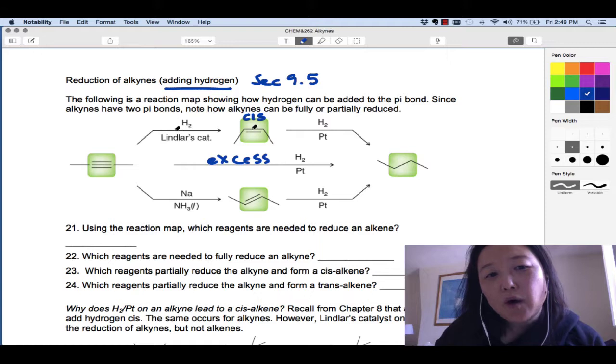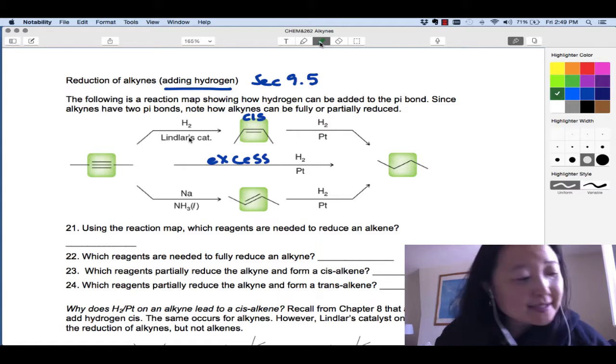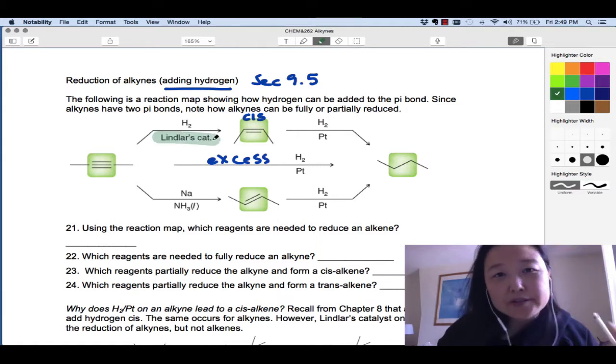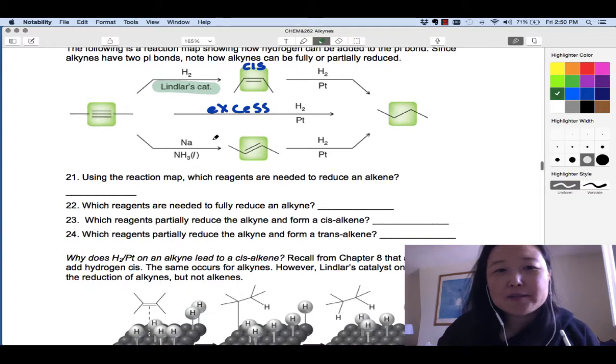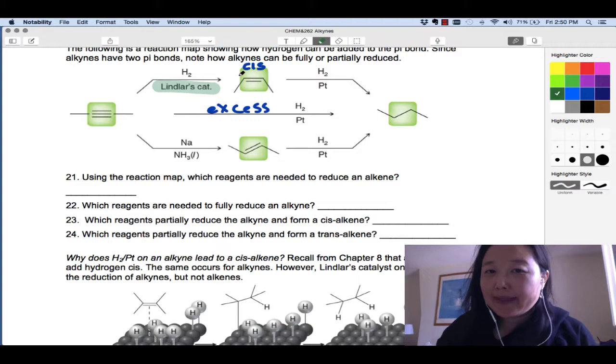If we want to stop it at the alkene, then we don't want this to be very reactive. We only want it to be partially reactive. The thing you can use to reduce the reactivity is something called Lindlar's catalyst, and that's usually some kind of lead sulfate material. We call it a poison. It poisons the surface, so it's only semi-reactive. So that's a good way to stop it at the alkene.